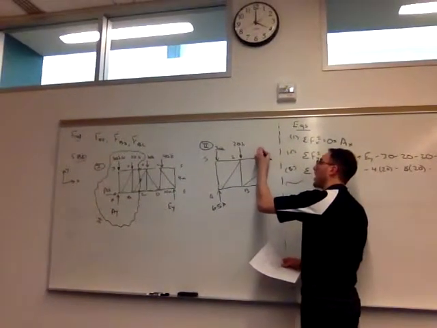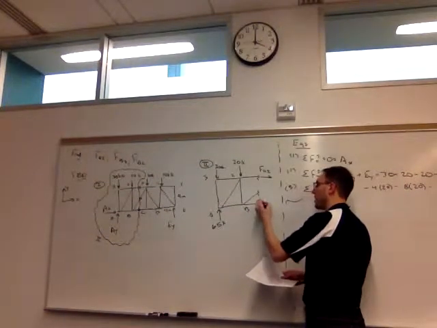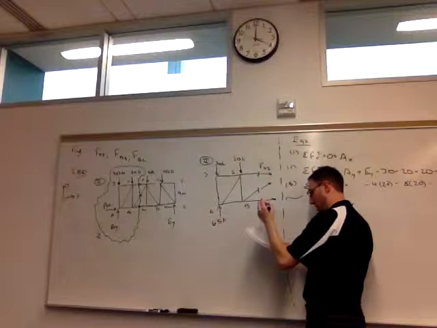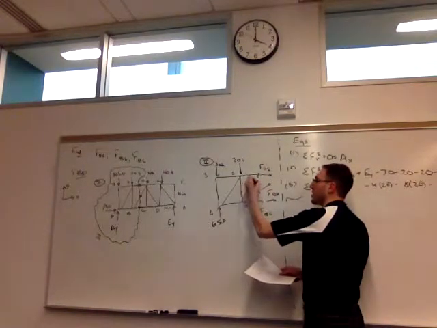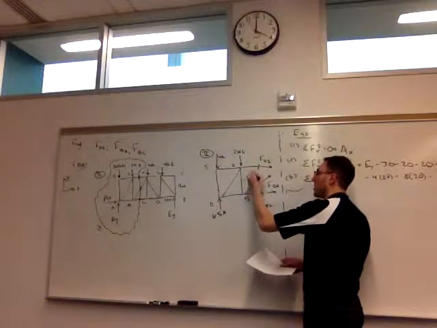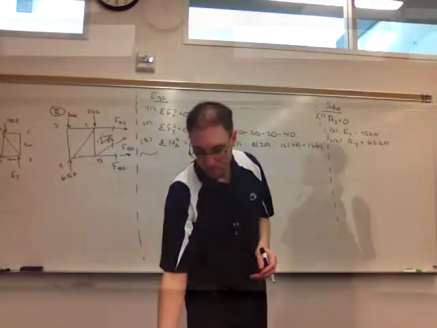So I have FHI, FBC, and FBH. Again, they chose to use a 1-1-root 2, or a 45-degree angle triangle in this case.